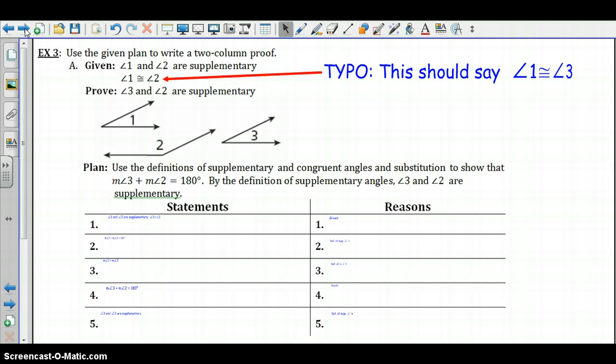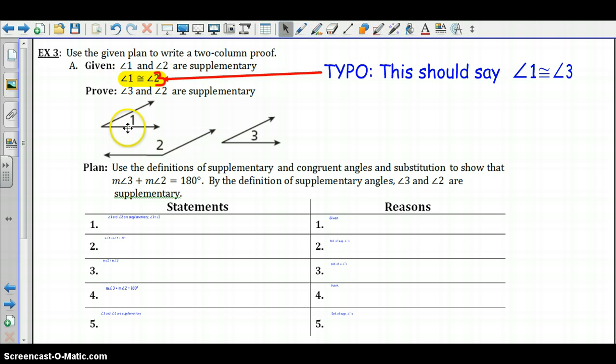As I was preparing this video, I did notice there's a typo in your notes. In example 3a, this statement right here, I will highlight that for you. That statement is incorrect. It should be replaced with angle 1 is congruent to angle 3. So please make a note of that. This should say angle 1 is congruent to angle 3. Angle 1 is congruent to angle 3. We'll be using that in our proof.